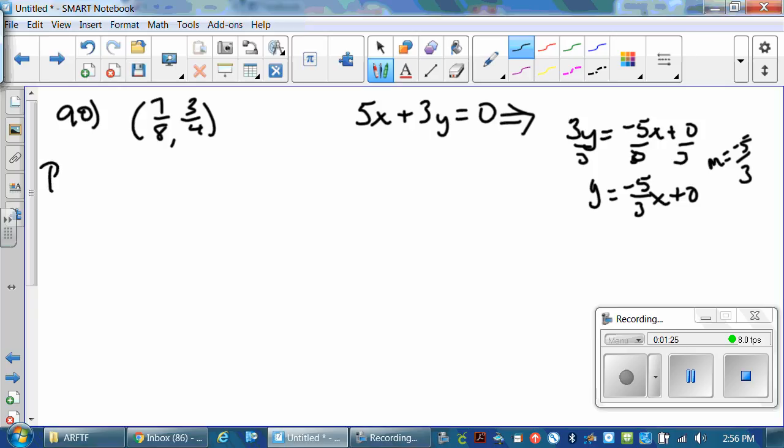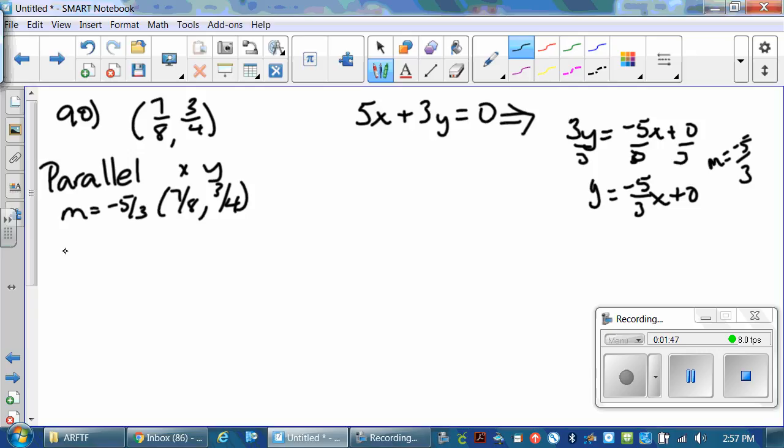To find a line parallel to that, remember parallel lines have the same slope. So I'm going to use for m the same thing, negative 5/3. I want it to go through this point, so I'm going to use this point for an x and a y. I need to know two things to write an equation of a line: m, and b, the y-intercept. So I'm going to use this formula, y equals mx plus b. I'm going to plug in 3/4 for y, negative 5/3 for m, 7/8 for x, and I'm going to find b.